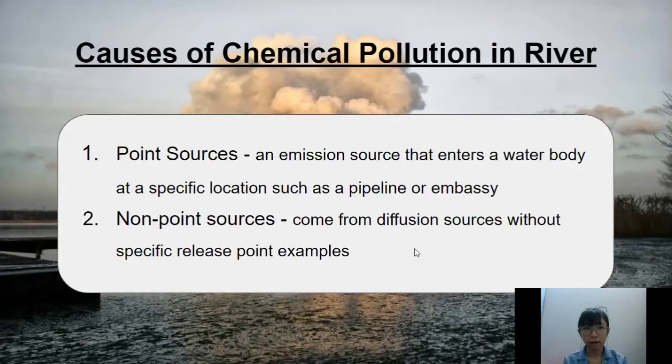Now I want to present about the causes of chemical pollution in rivers. The sources of water pollution can be divided into two: point source and non-point source. A point source is an emission source that enters a water body at a specific location, such as a pipeline. A non-point source comes from diffusion sources without a specific release point. Normally, this source comes from agricultural activities and surface runoff.